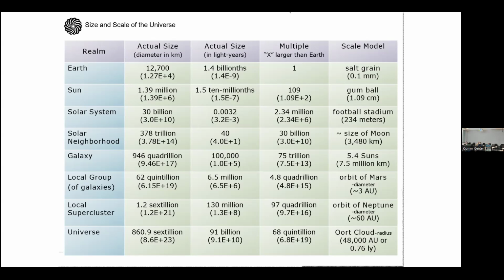Because of the expansion, in 14 billion years, the universe has expanded to 91 billion light years. Right. It may actually be quite a bit bigger.